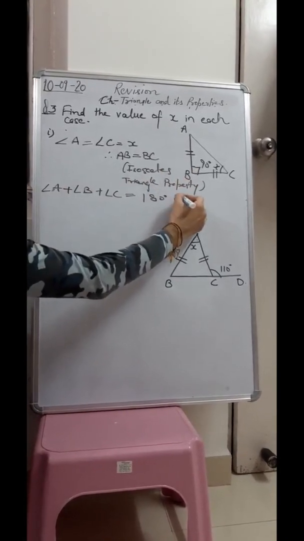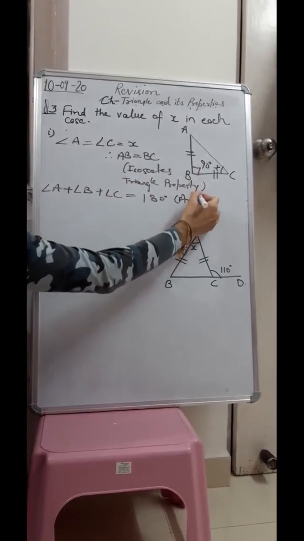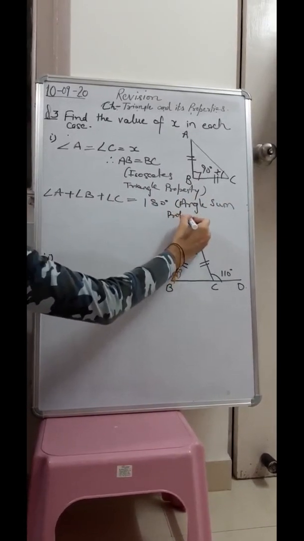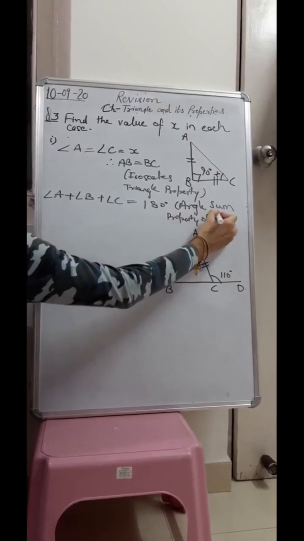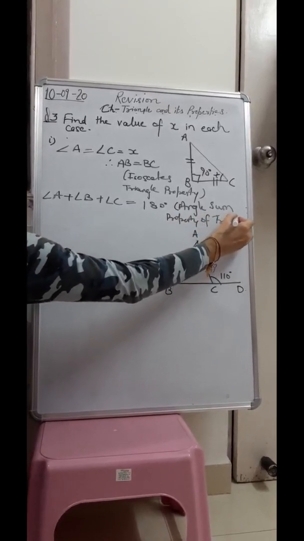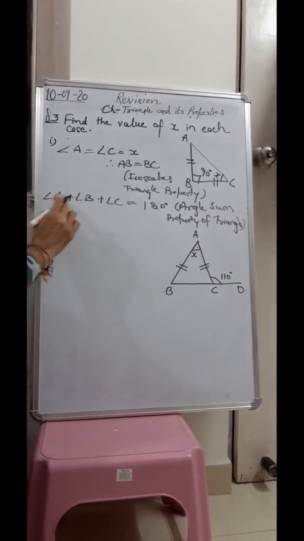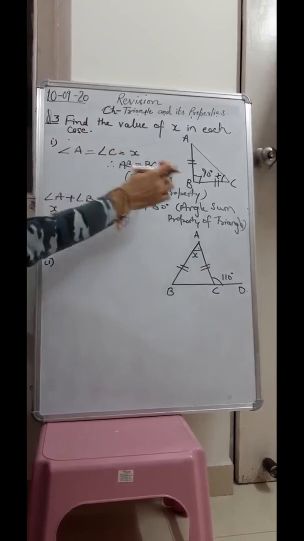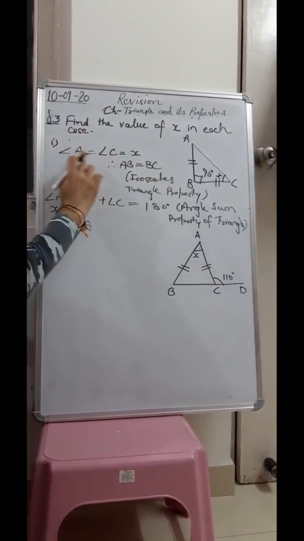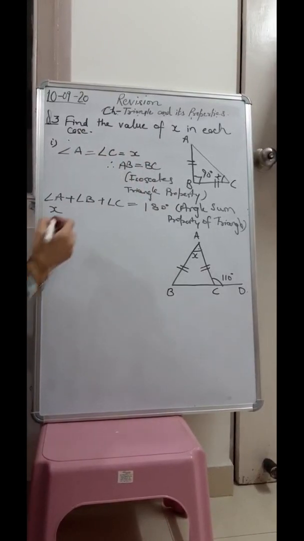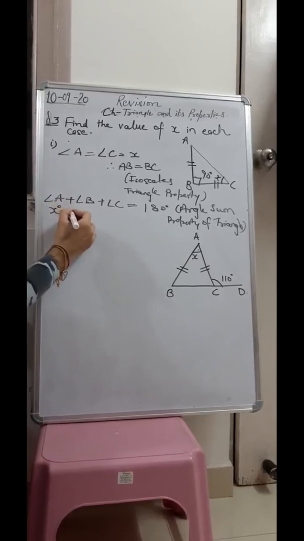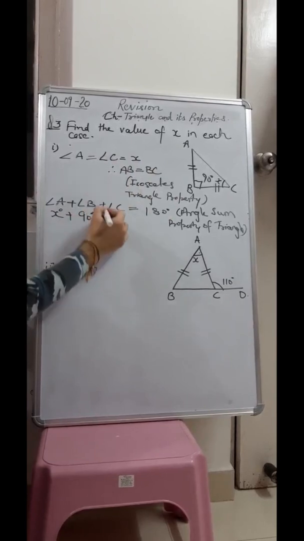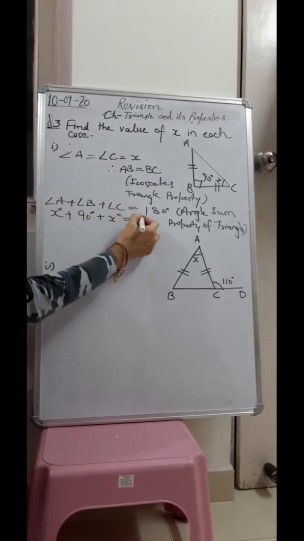Here again the property is angle sum property of triangle. So the sum of 3 angles is 180 degree. Angle A we have to take as x because of isosceles triangle property, 2 angles are equal because of 2 sides. So here x degree, and B is given to us as 90 degree, angle C is again x degree, equal to 180 degree.